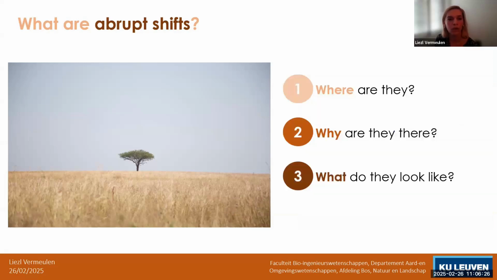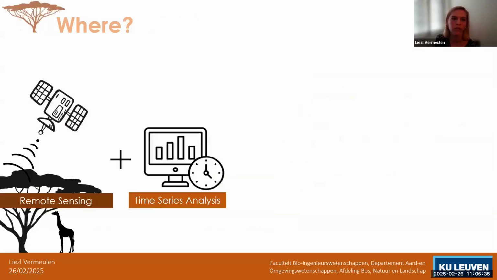So we want to answer 3 questions around these abrupt shifts. Firstly, where are they? Secondly, why are they there? And thirdly, what do they look like? So to answer the first question, where are they? I used a combination of remote sensing and time series analysis.